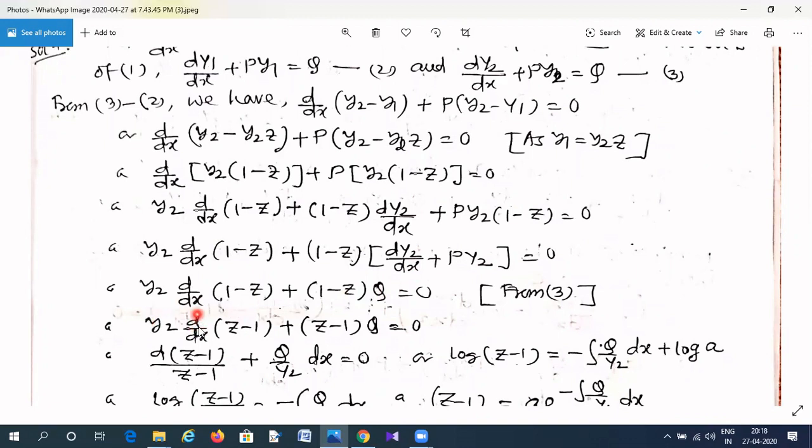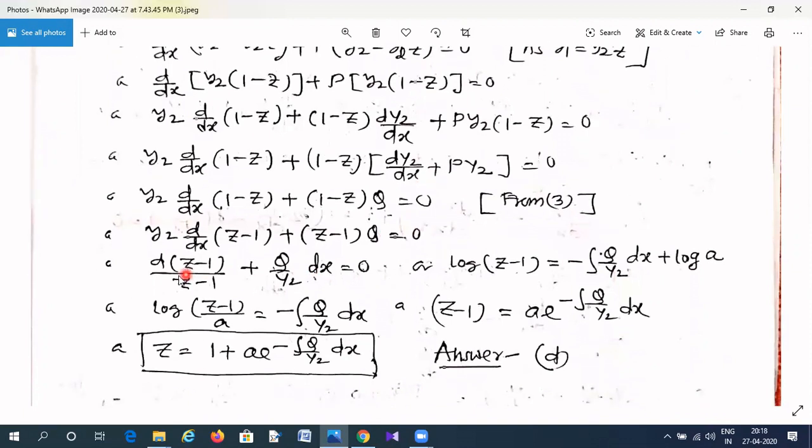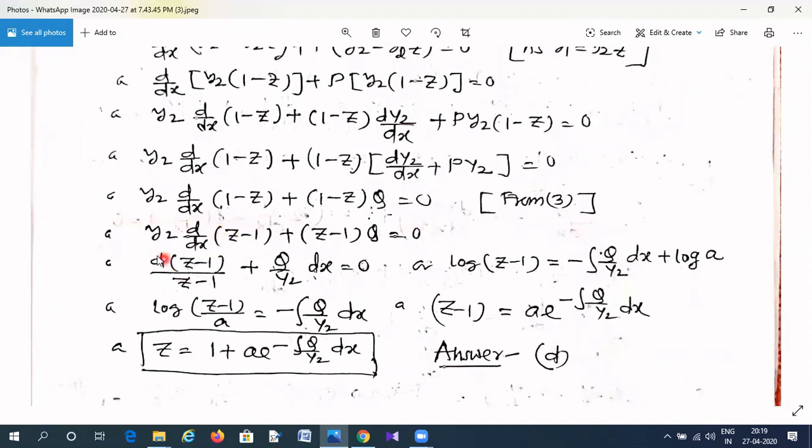Now y2 into d/dx of (z minus 1), just taking the minus as common from both the sides. So it will become y2 into d/dx of (z minus 1) plus (z minus 1) into q. Now we are dividing this term by (z minus 1), so d(z minus 1) and (z minus 1) will come together, plus q y2. If we divide by y2, it will come here, q by y2 into dx equal to 0.